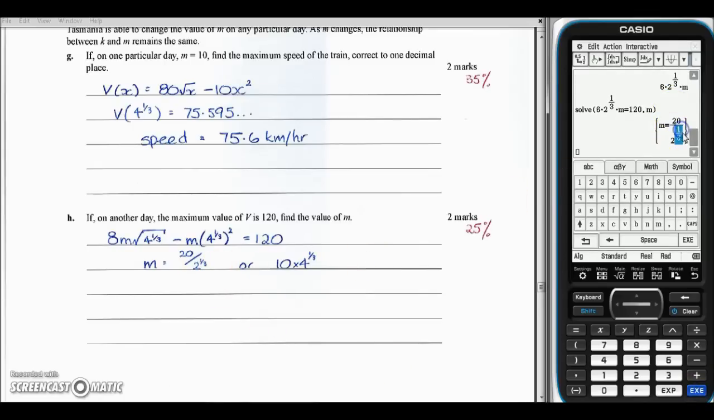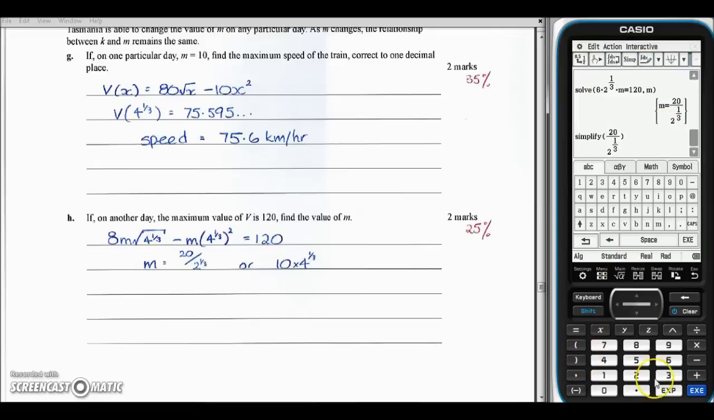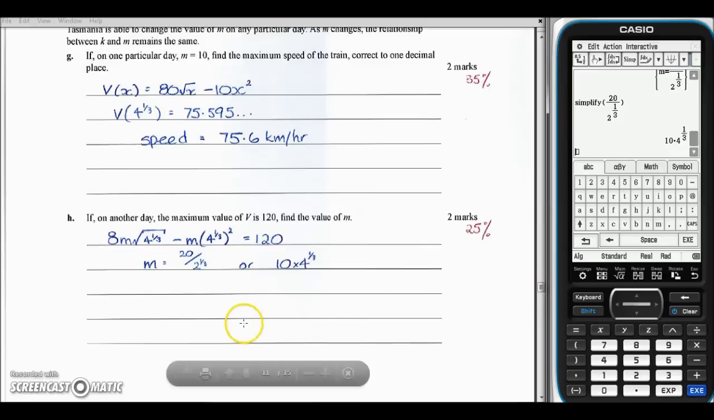If you don't like the look of that, you could see if the calculator will simplify it for you. So here's yet another function on the calculator that might be useful. Action, transformation, simplify. Just see if the calculator will make it look a little bit nicer for you. And it has, so 10 times 4 to the 1/3, and there's your answer. One more question to go.